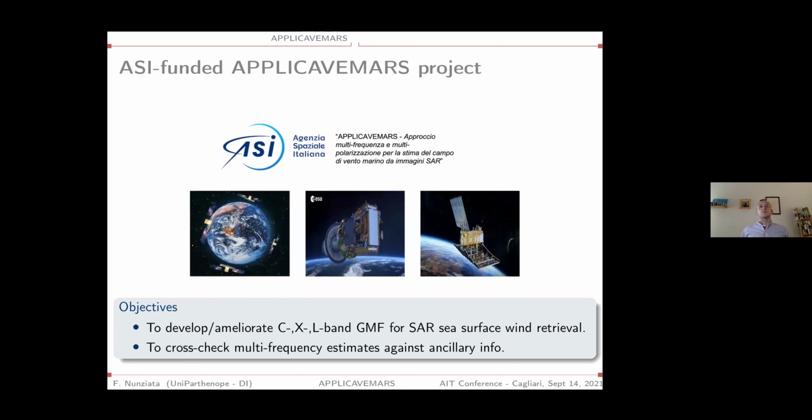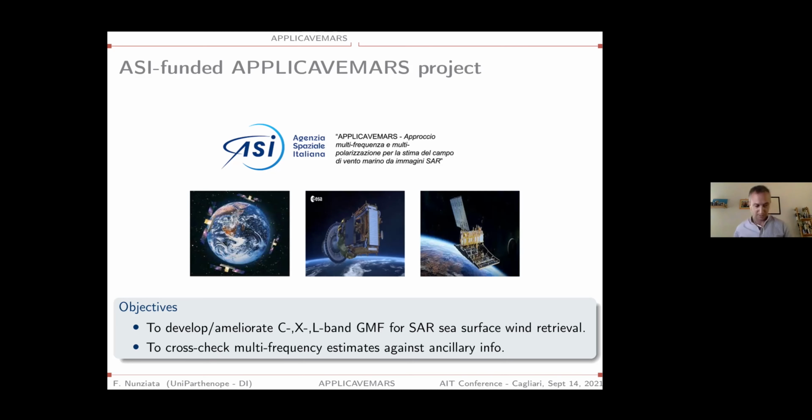This is actually the motivation from which the work we are carrying out in this Italian Space Agency funded project stems, because at the very end, the goal of our project is to develop or ameliorate a geophysical model function, so a function that links the output of the SAR to the wind speed. Basically, they are empirical functions, because the relationship between the sea surface roughness and the normalized radar cross-section is not at all trivial in terms of electromagnetics.